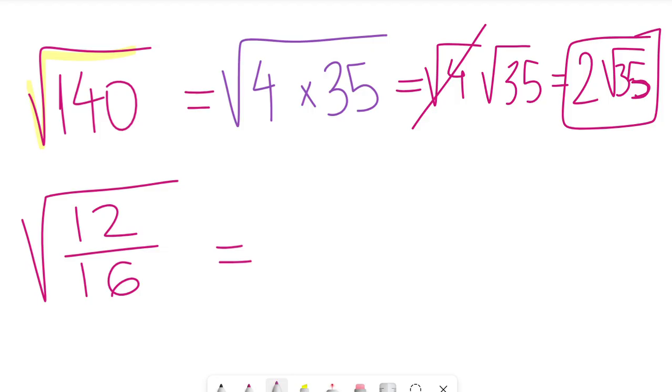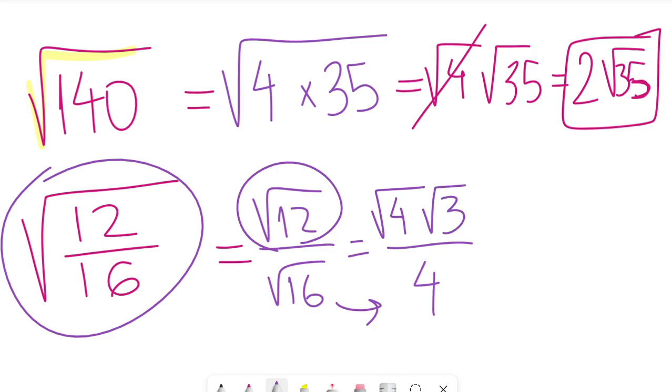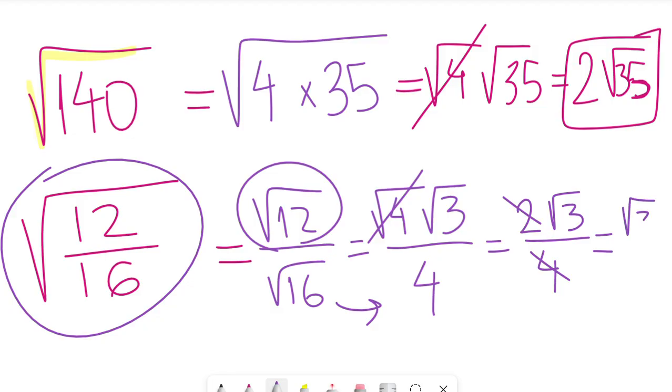Excellent. Okay, now the last one. Square root of 12 over square root of 16, right? That's why we said we split them. Okay, what is square root of 16? 4. What about square root of 12? What can we do with that? We don't know the answer to that, but we can split into square root of 4 and square root of 3, because 4 times 3 will give us 12. Okay, square root of 4 is 2, so 2 radical 3 over 4. One final step, you can simplify 2 and 4. So this will basically be square root of 3 over 2.